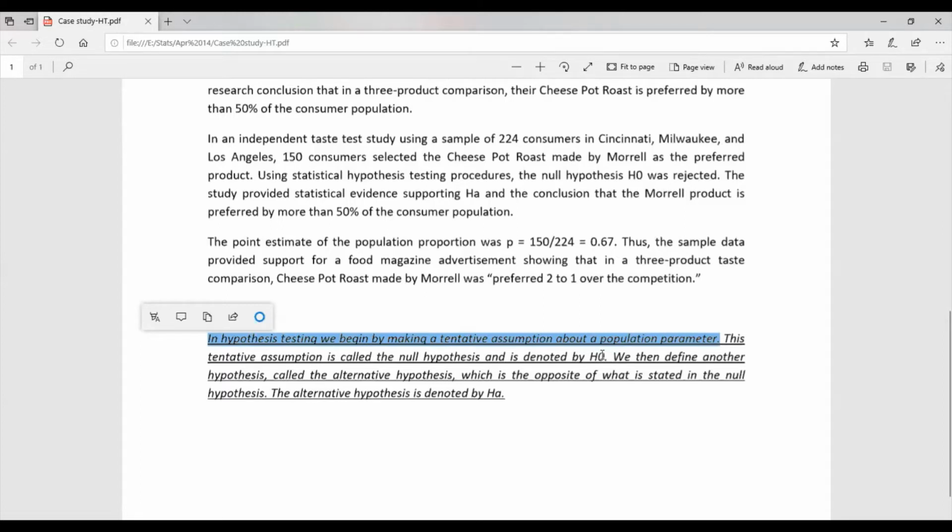Now this tentative assumption is called the null hypothesis, and it is denoted by H naught. It is not H0, it is called H naught. We then define another hypothesis called the alternative hypothesis, which is the opposite of what is stated in the null hypothesis. So the alternate hypothesis is denoted by HA. So HA is exactly opposite of H naught.